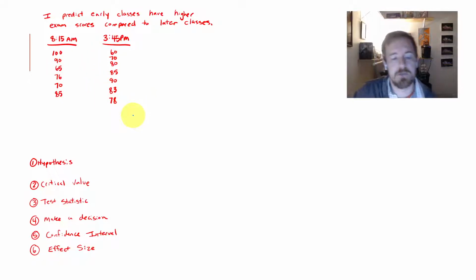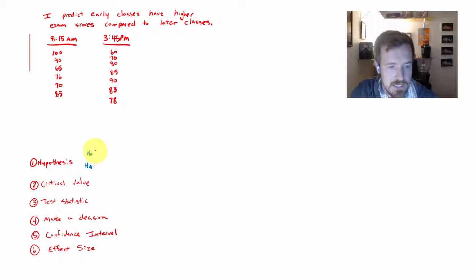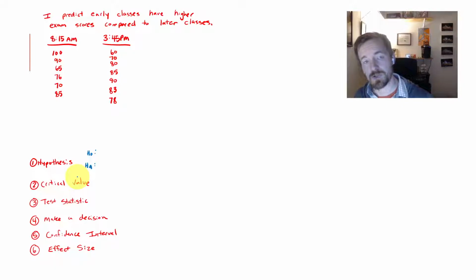So the first thing that I want to do is I'm going to go ahead and do the hypothesis piece first. So what is the hypothesis? You know that I can go ahead and write out H0 and HA. And I'm going to start with HA, my alternative hypothesis. I look up here, I predict early classes have higher exam scores compared to later classes. So I know there's some direction here, that there is directionality. So it's not going to be a two-tailed test, it's going to be a one-tailed test.